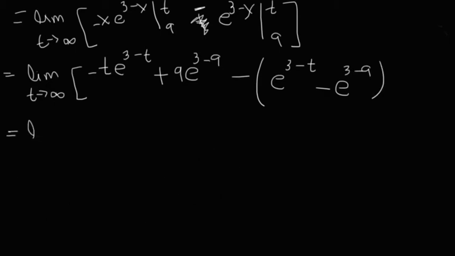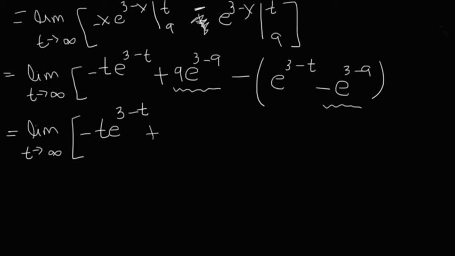Okay, so I'm going to simplify this before taking the limit. We might as well do that. So I get negative t e to the 3 minus t. Now notice here, I get a 9e to the minus 6. There's the exponent. And then here I'm going to get a minus e to the negative 6 as well. But this minus is also going to cancel it out. So I'm just going to write it out. 9e to the minus 6. And then minus, let's write the 3 minus t. And then I'll get plus e to the minus 6.